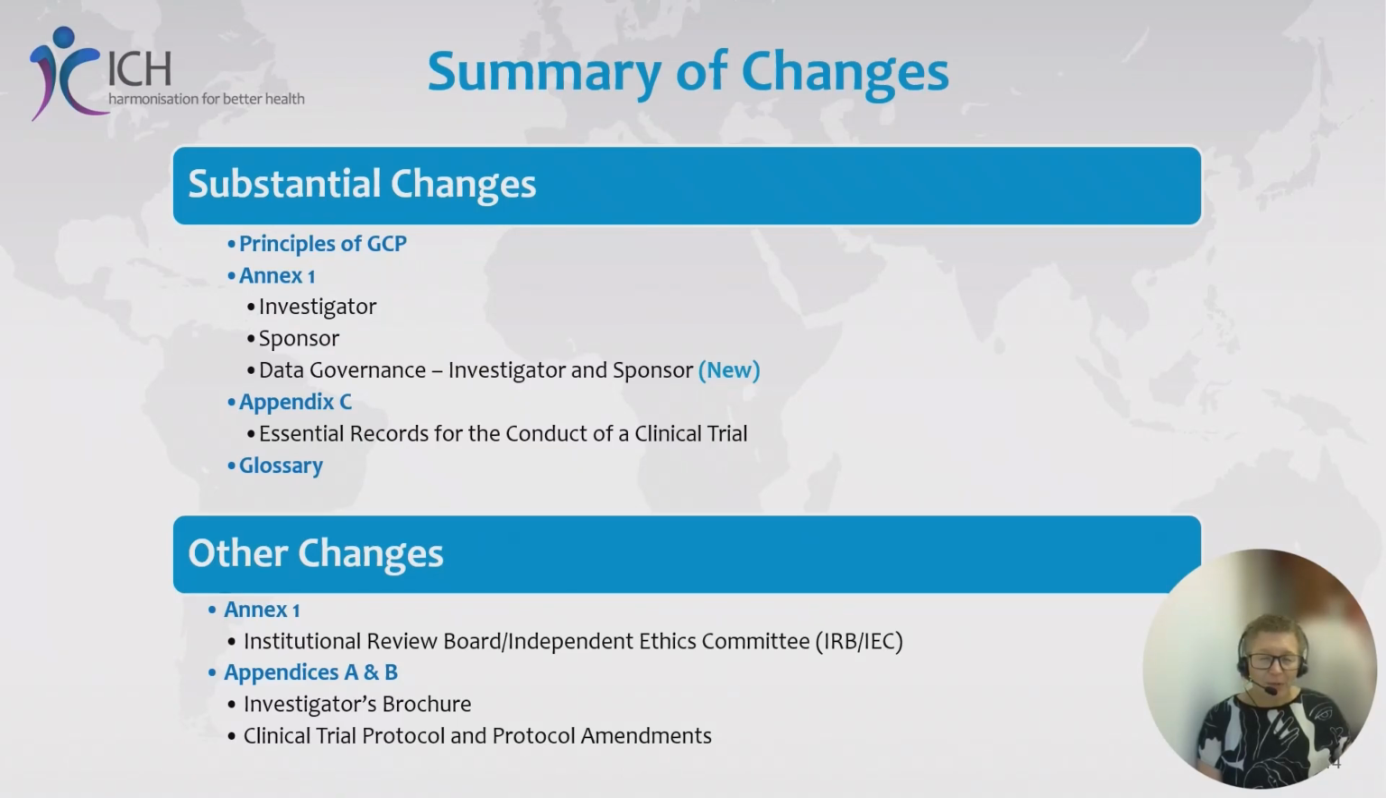And then the glossary. So not only a move in where the glossary sits within the document, but also a really consideration of, are there any new terms that we need? Are there any terms that need amending? And then we had some other changes. So in Annex 1, you'll see the Institutional Review Board / Independent Ethics Committee. So we indicated in there that, in some jurisdictions, the sponsor makes the submission to the Ethics Committee. And then Appendices A and B, the investigator's brochure and the protocol, really just some more minor tweaks.